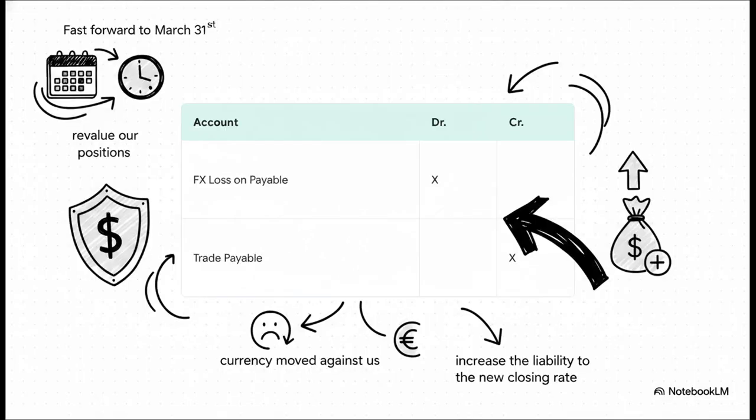Now, fast forward to our year-end reporting date on March 31st. We have to revalue our positions. First up, we look at our hedged item. Let's say the currency moved against us. Our first entry adjusts the liability by debiting the foreign exchange gain or loss on trade payable account and crediting the trade payable account itself to increase that liability to the new closing rate.